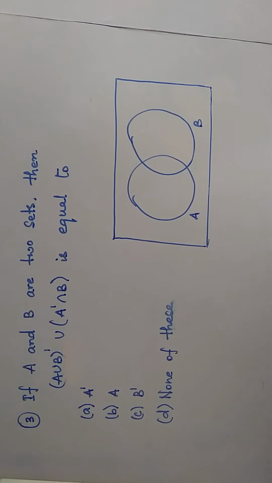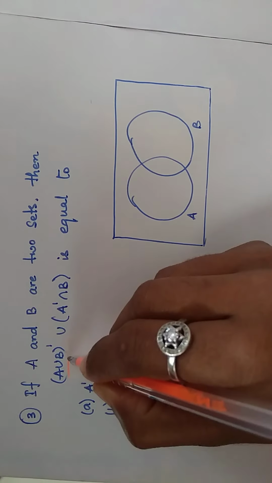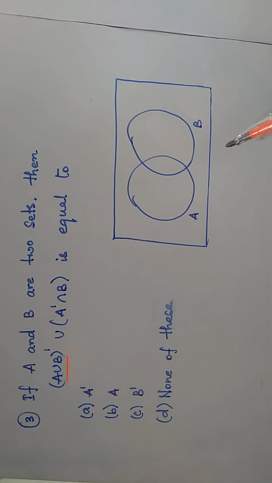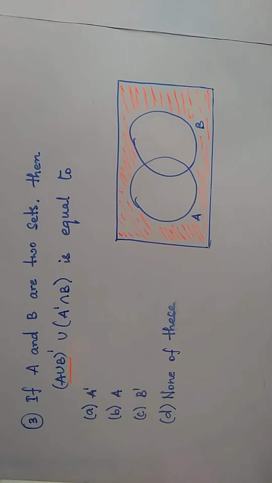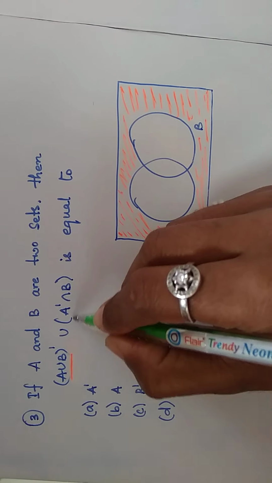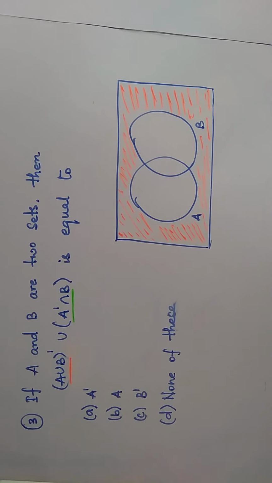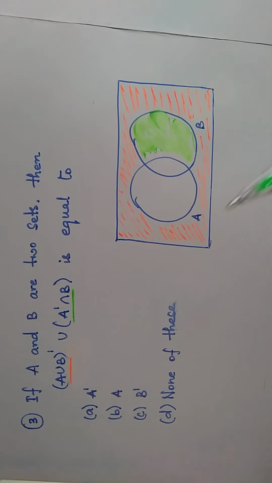This is the Venn diagram of the sets A and B. Now, what is the region (A union B) complement? It is this region outside the two circles. Now, what is the region A complement intersection B? It is this region with the green shade.